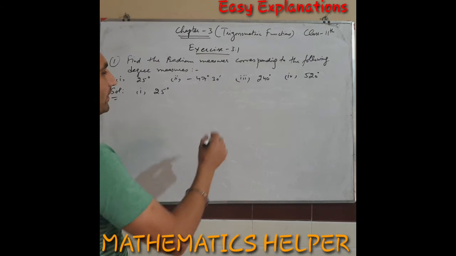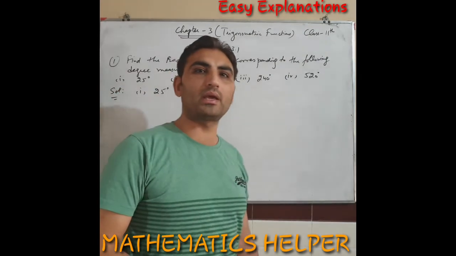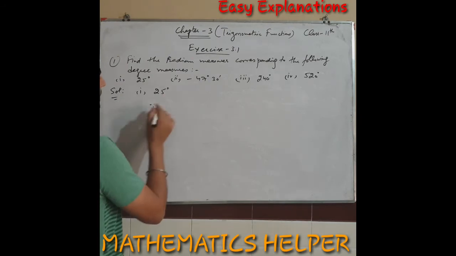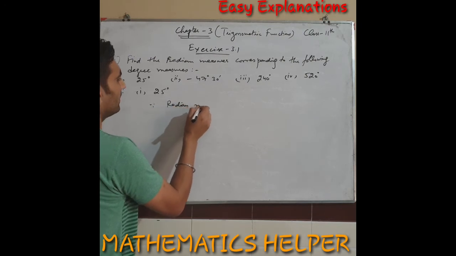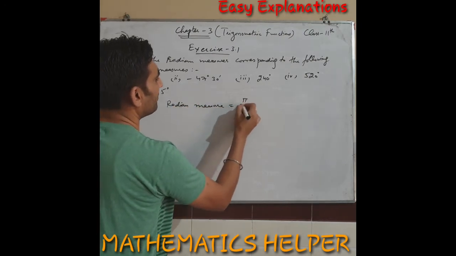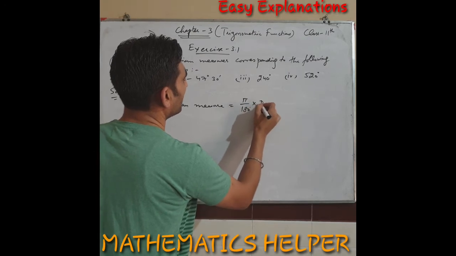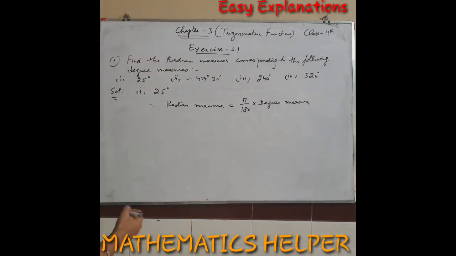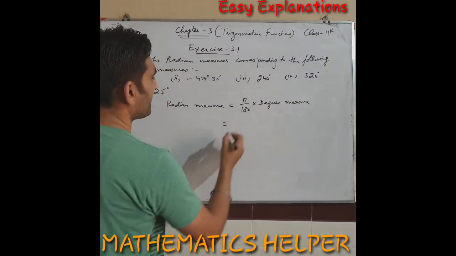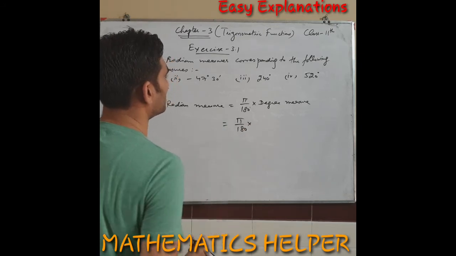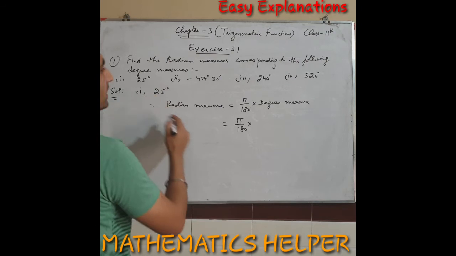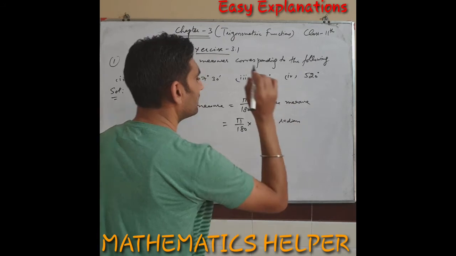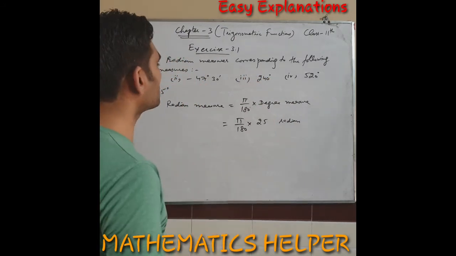Try to remember what was the formula to find radian measure from degree measure. I am writing that because I am writing the solution of this. Radian measure is equal to pi upon 180 into degree measure. So you have to remember this formula first. Now you want to find the answer in radian measure, so it will be pi over 180 into degree measure. What is the degree measure? That is 25. So write here 25 and your answer will now be in radian.